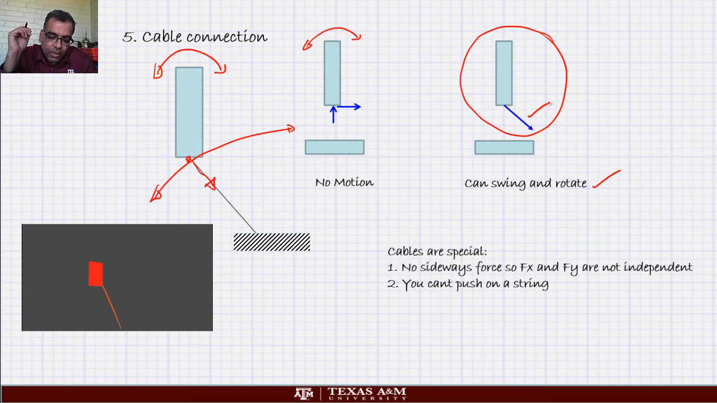Okay, so in a cable, cables are special because there is no sideways force. So Fx and Fy are related to each other because the net force has to be along the cable, and this has to be always pulling. It can never push because it can never push on a string. So these things have to be remembered for cables.